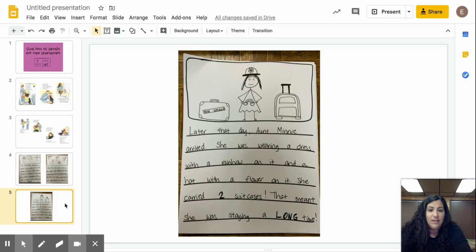Wow, guys. I didn't just say, later that day, Aunt Minnie came. The end. That's boring. We need to add more details. We need to tell more, right? So on my first 2 pages, I had already started giving some details about Aunt Minnie. And then today, when she arrived, I told what she was wearing on her dress, what she was wearing on her head, that she brought suitcases with her, and that those suitcases meant that she was going to be staying a long, long time.